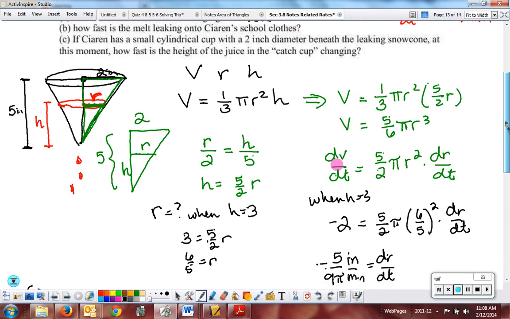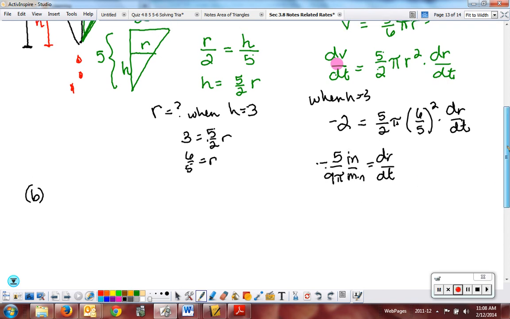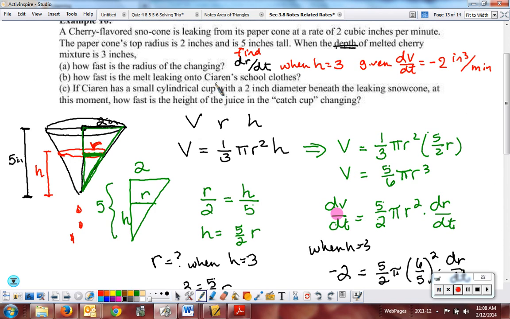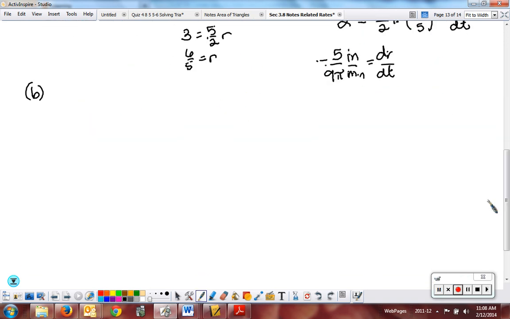Alright, how fast is the melt leaking onto Kieran's clothes? I know I spelled it wrong. He called me on that. You would think I would know. Kieran, it's C-I-A-R-A-N. He's in my second period class. There you go. I'll change it to an A for him as he's watching the video. Alright.